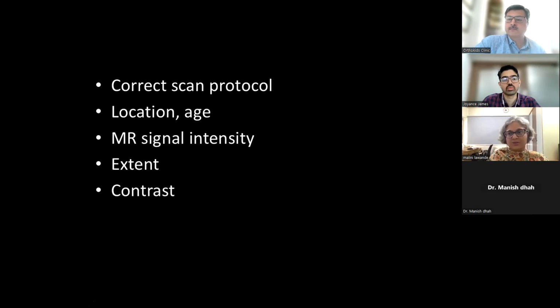Extent, MR shows you the best, and contrast is always helpful.